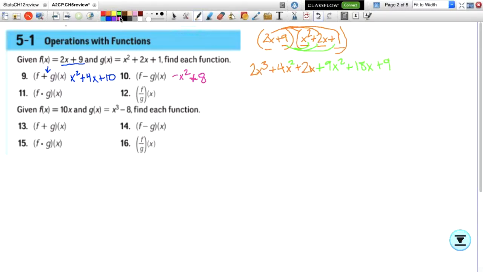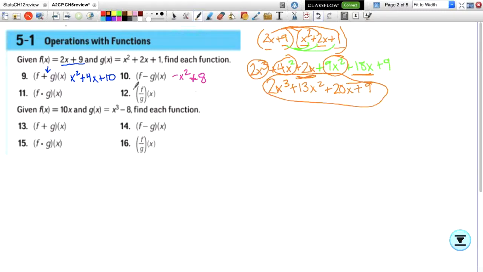Now I'm going to go through and I'm going to combine like terms. The only thing I have that's a third power is here, so I'm going to have 2x to the third. Then I have a squared here and a squared here. I have a positive 4 and a positive 9, so together I have positive 13x squared. Then I have a positive 2x and a positive 18x, which is positive 20x, and then plus 9. Okay, and then there's no combining like terms here. At this point, I am finished. That's the answer to f times g of x. I take my f function and I times it by my g function.